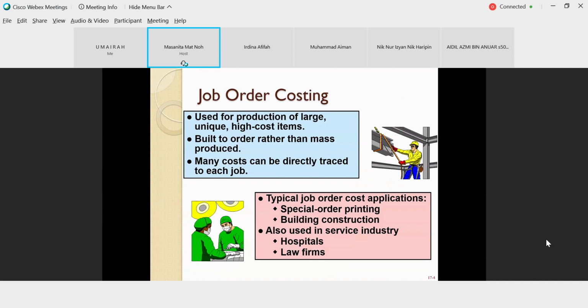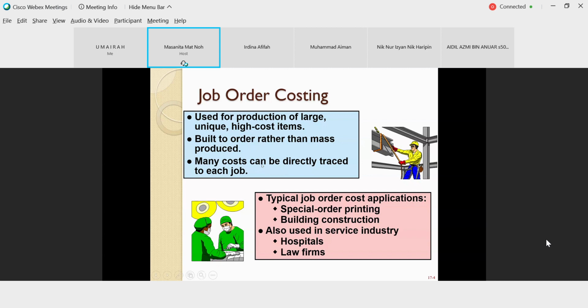Alright, job order costing normally will be used for large, kat sini maksudnya something yang big lah, contoh tadi saya kata macam buat rumah, you know, so dia macam one big contract, one big assignment, okay, that they have to do, a unique and a high cost item, okay, built to order rather than mass produce. Jadi of course it's not a mass production. Dia bukannya yang buat sekali banyak je. Dia very limited. Okay. And many costs can be directly traced to each job.